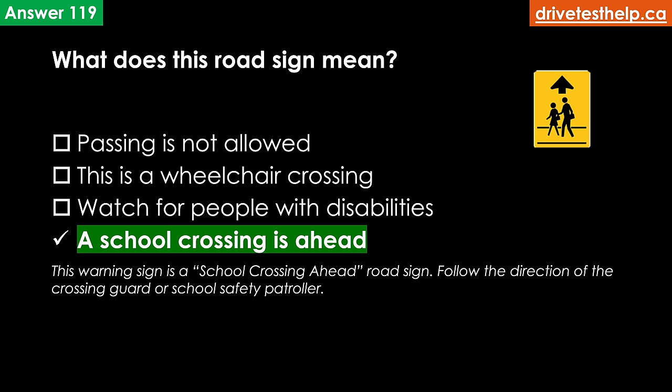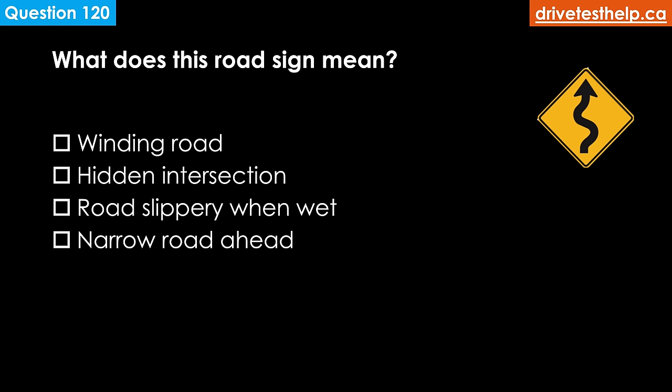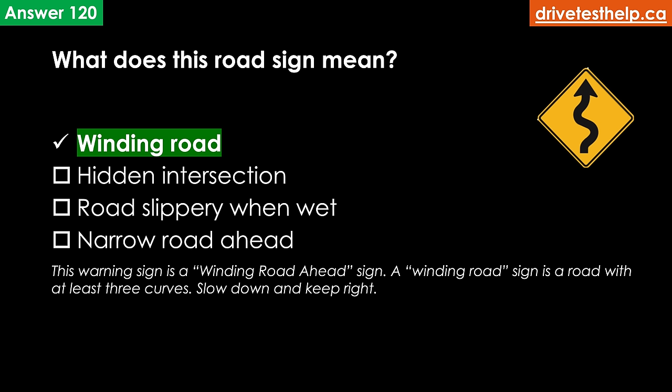What does this road sign mean? Winding road, hidden intersection ahead, road slippery when wet, narrow road ahead. Correct answer, winding road. This warning sign is a winding road ahead sign. A winding road is a road with at least three curves. Slow down and keep right.